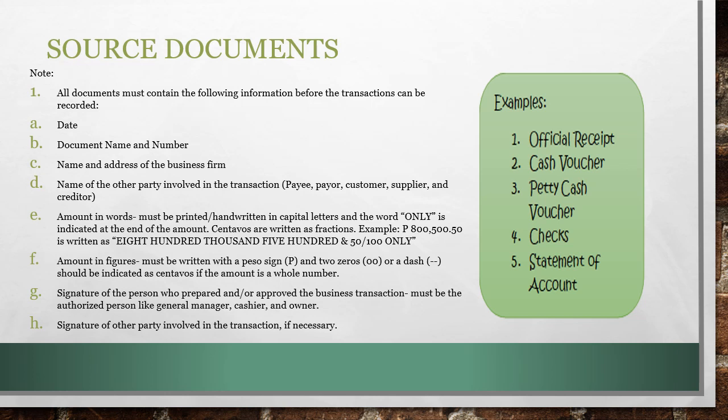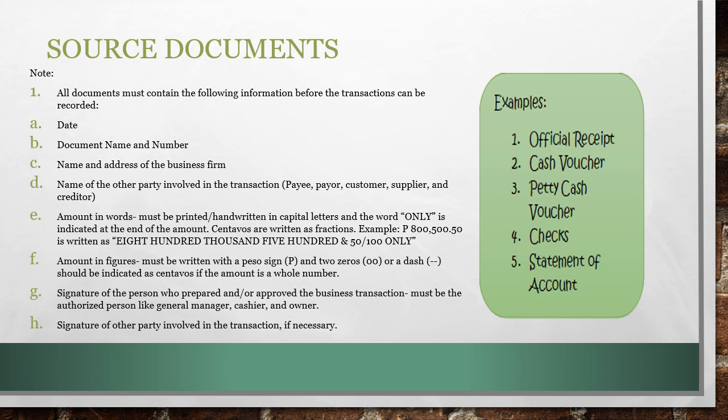So, we have an example there. Next, the amount in figures must be written with a peso sign and two zeros or a dash, indicated as centavos if the amount is a whole number. And then, the signature of the person who prepared and or approved the business transaction must be authorized, like the general manager, the cashier, and the owner. And then, the signature of the other party involved in the transaction if necessary.